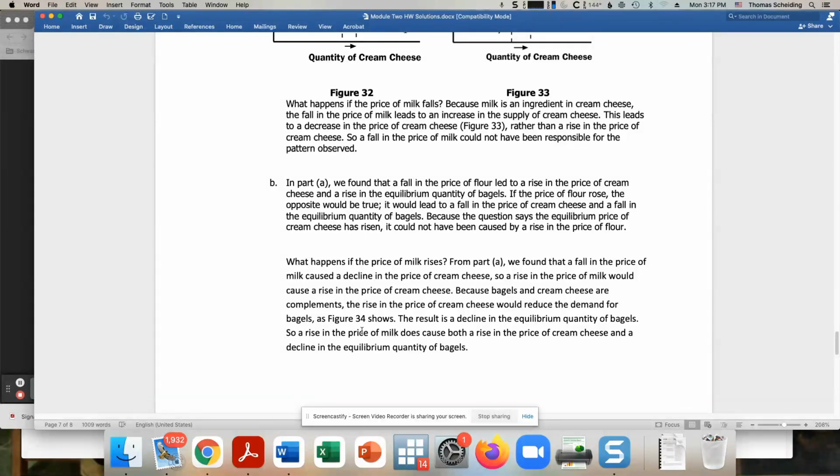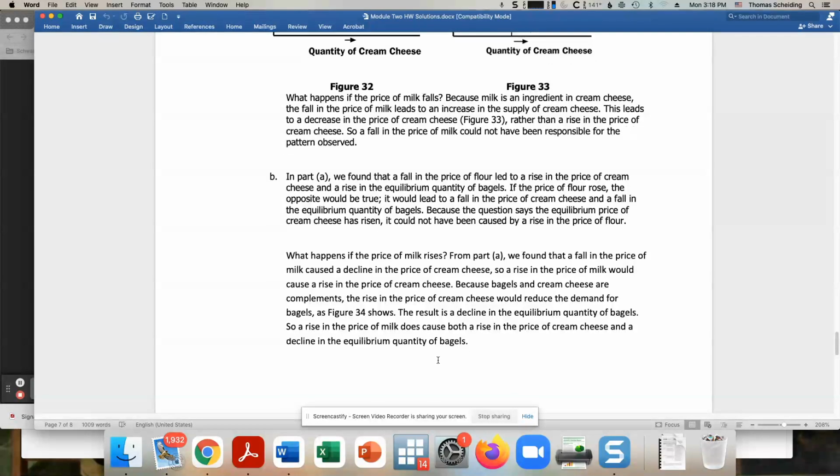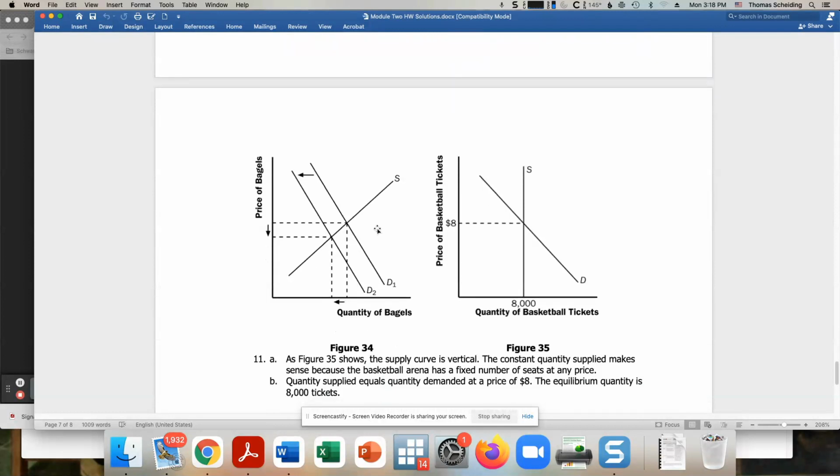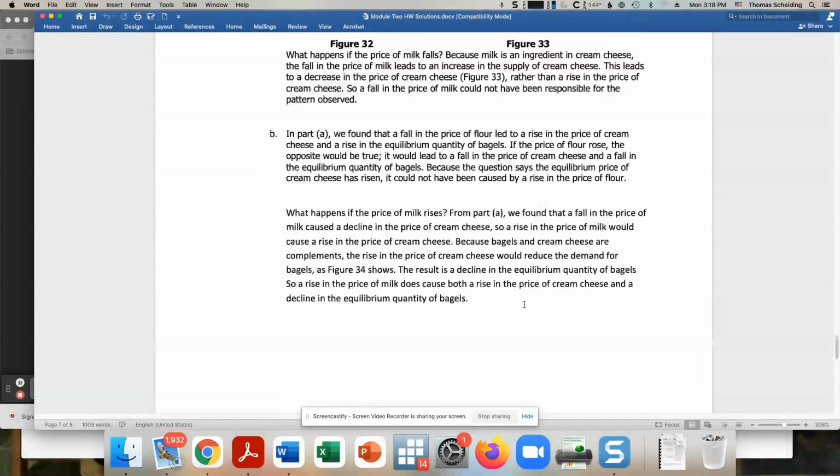That in turn would cause a decrease in the bagel market for the quantity demanded, because now there's just less cream cheese to be put together with it. And that's how we get this argument that the rise in the price of milk causes both the increase in the price of cream cheese and a decline in the quantity. And you see that right here. And not to make your life confusing, it then throws that graph for number 11 right there. But let's not worry about that yet.